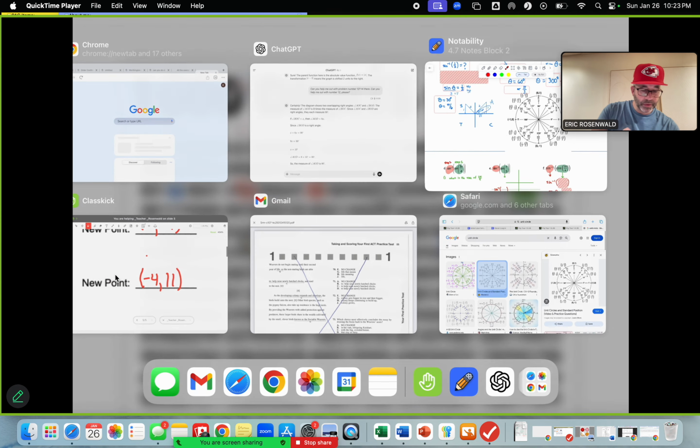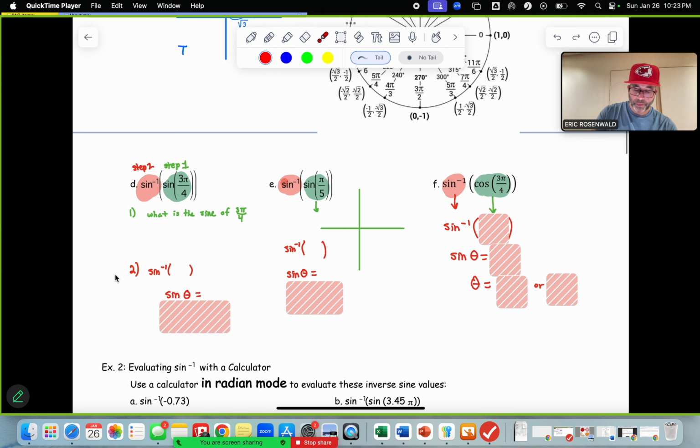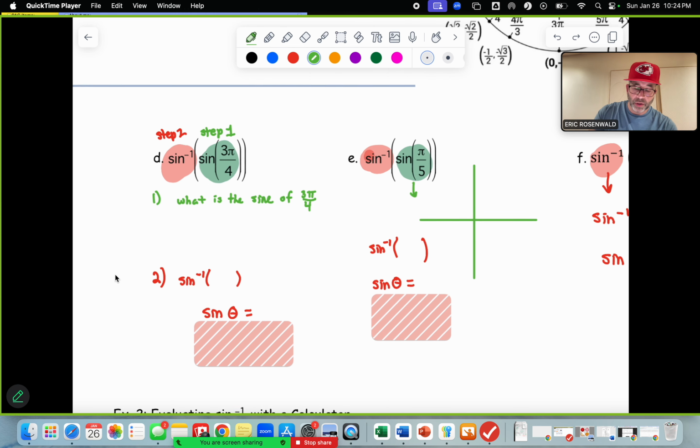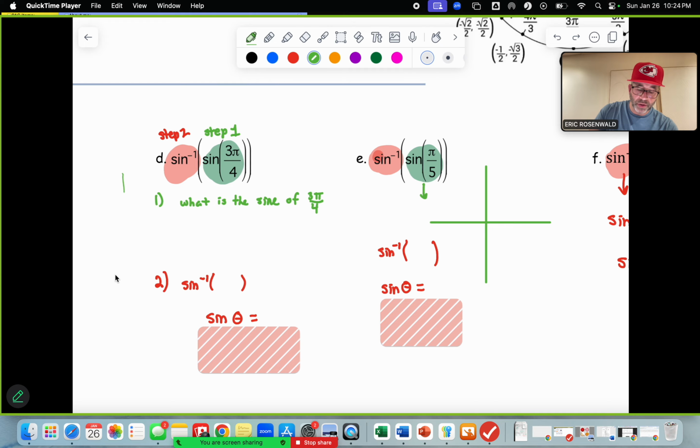All right. Let's move on here. Okay. So let's continue on here. So when we look at these problems, these are composite problems. The question becomes, what do we do first? Well, whenever you're working on composite problems, you always work from the inside out. And so in this case, the sine of 3 pi/4, we are asked first, what is the sine at 3 pi/4? So let's look at a unit circle.